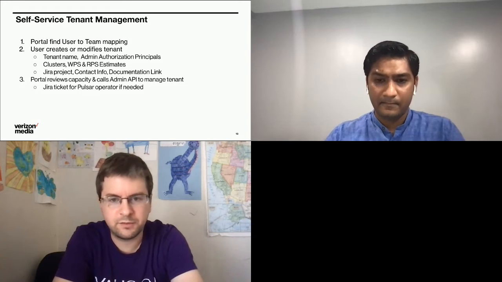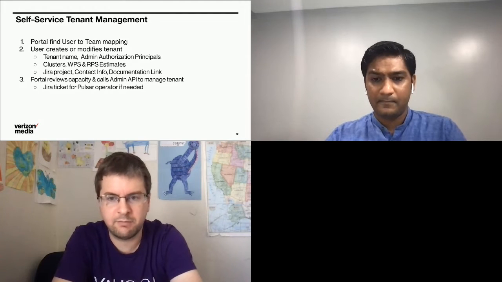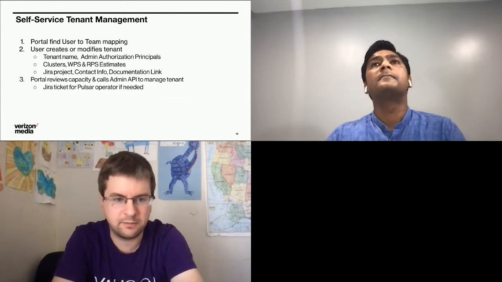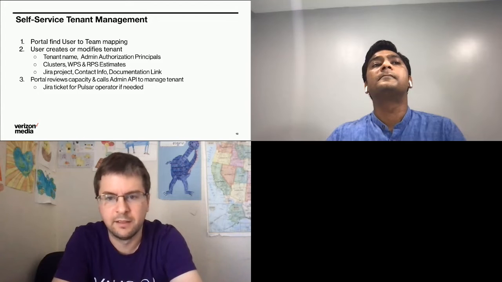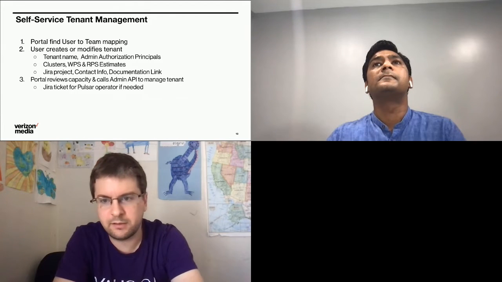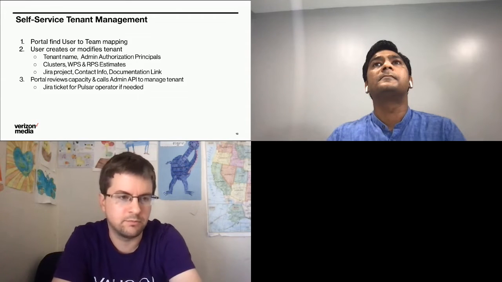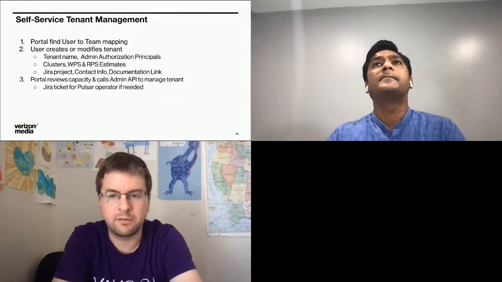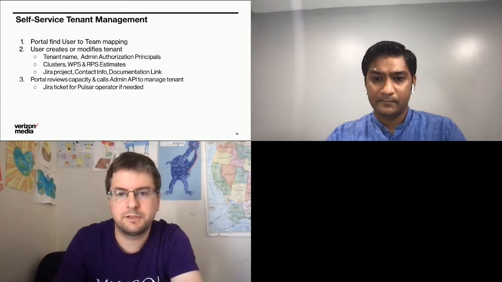If the tenant wants to do something simple like just changing their admin authorization principals, the portal lets them change that. And the portal is what calls the Pulsar admin API to manage the tenants, for creating tenants or just modifying the admin authorization principals list. Slide 11, please.